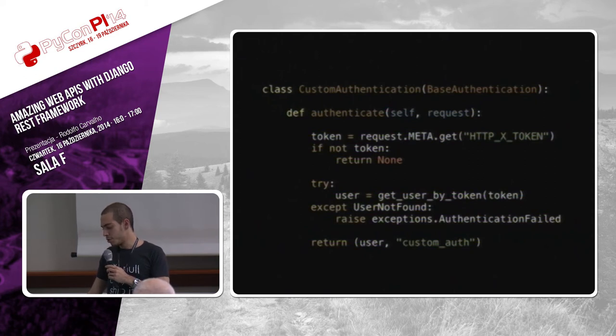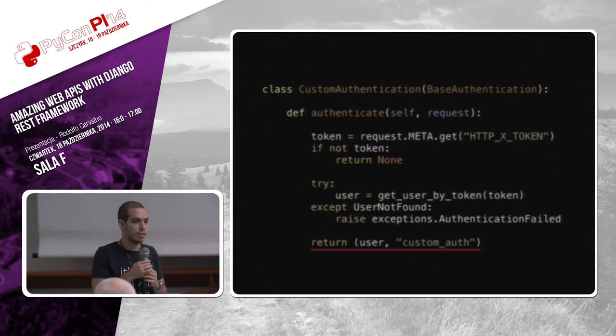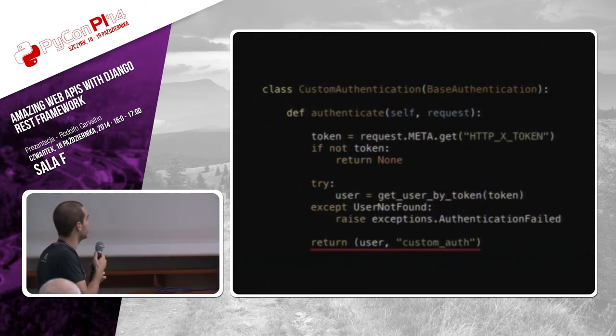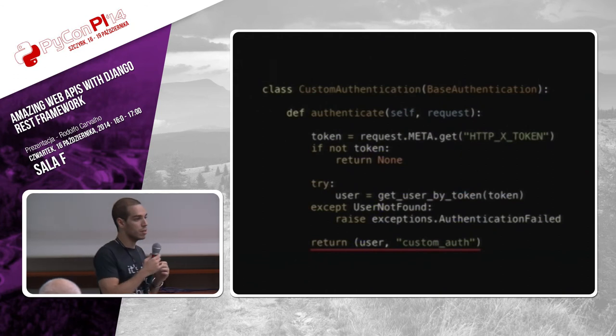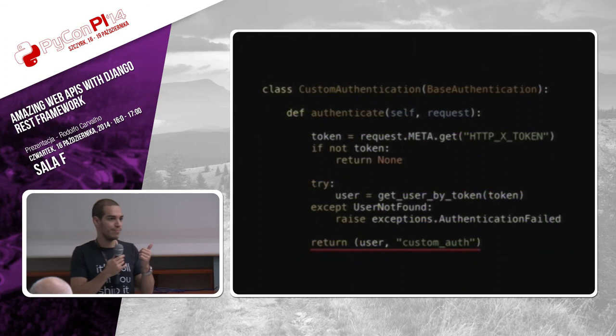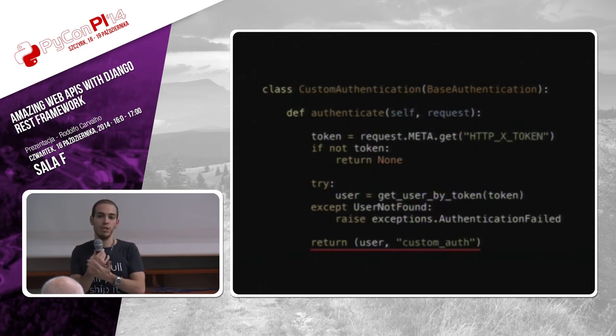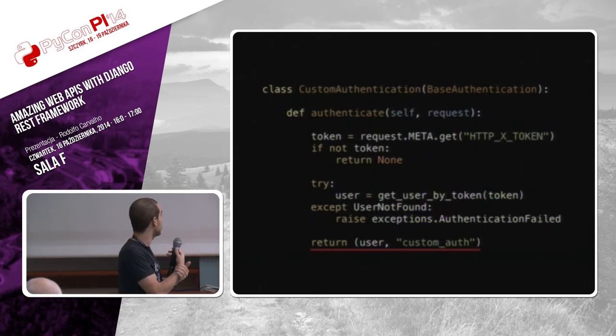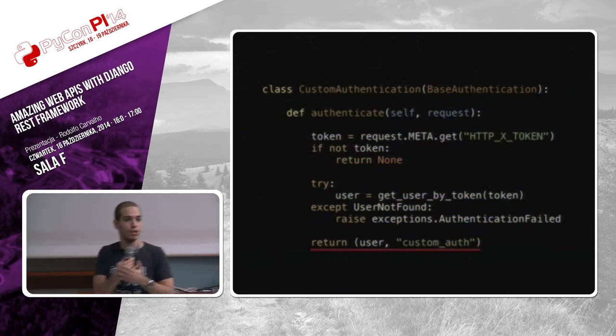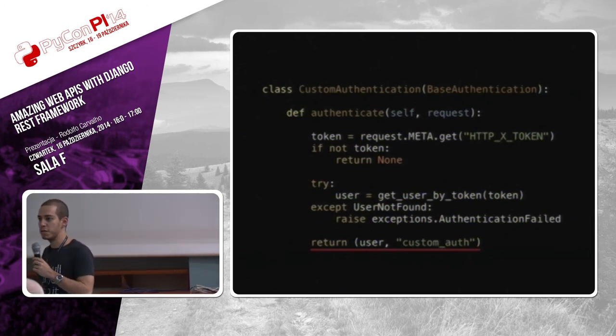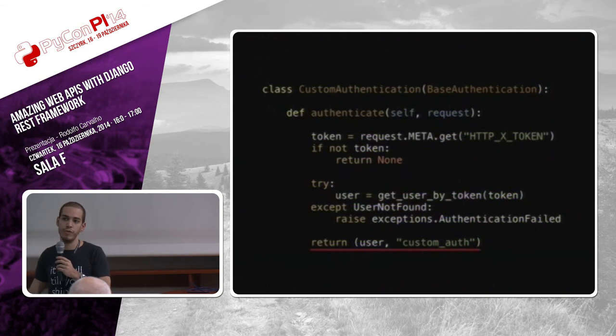So the third and last thing that can happen here is that you just return a tuple with two things. One is the user, and this will be available at request.user for your view. And the other one is anything that represents this authentication method. In this case here, we're returning a string. You could have your own custom type of object that you can use also in the view to figure out what was the authentication method that eventually was used.